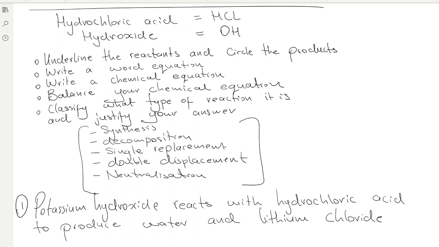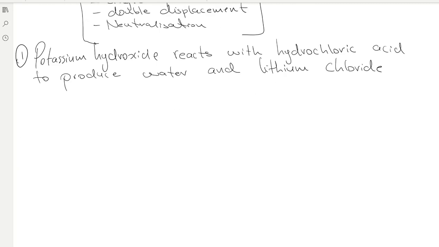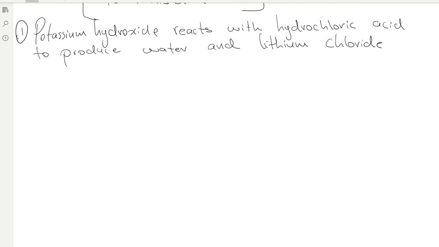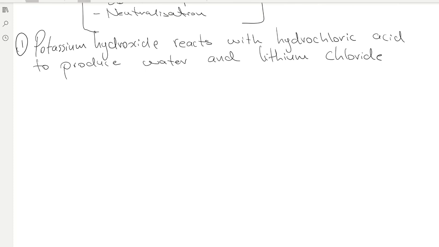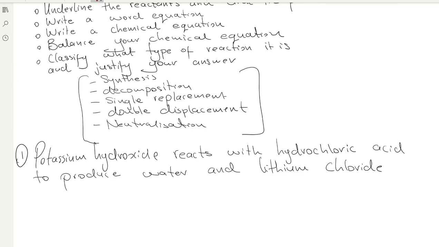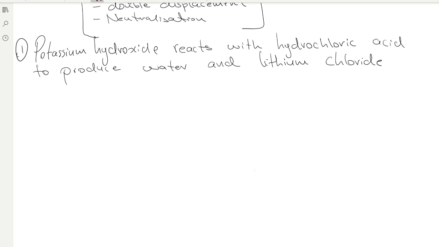Okay, the first part, there are 5 parts to this. The first 2 parts are very, very easy. Listen and focus. The first part says, underline the reactants, circle the products. Let's start there. So, I have got a question that's this. Potassium hydroxide reacts with hydrochloric acid. I need to underline the reactants and circle the products.